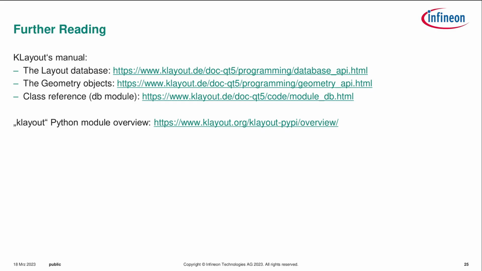There is some further reading I can recommend. First of all, there's KLayout's manual explaining layout database concepts. It also explains the geometrical object concept. And of course, there's a reference with all the class definitions and the various methods available and so on.